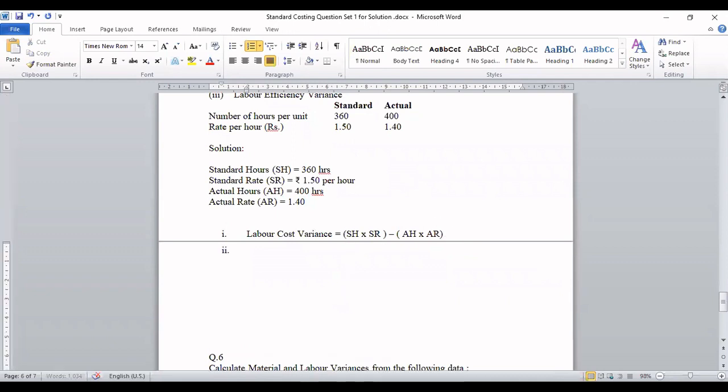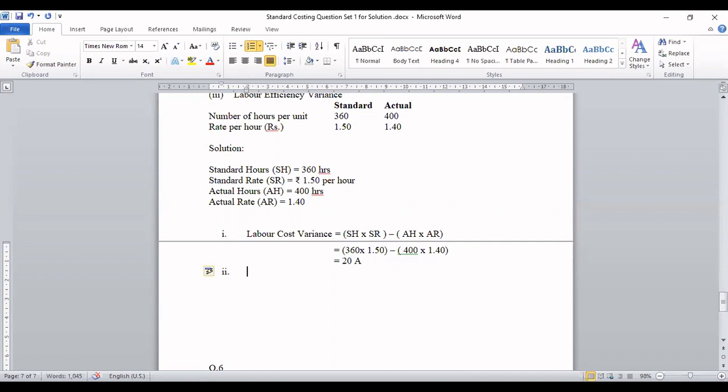Okay, now it is fine. So come on, beta, tell me fast. What happened? 360 multiplied by 1.50, very good, minus 400 multiplied by 1.40. Tell me. Adverse 20. You are getting 20 adverse. Final answer? Just check. Yes, sir.